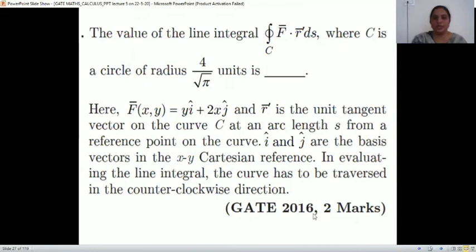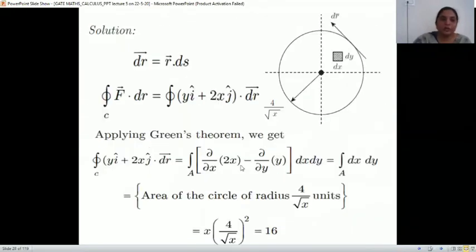So what we do here is, we know dr bar is r bar dot ds, so the integration of f bar dot dr bar, writing f bar and dr bar, is the integral of y dx plus 2x dy, right? So the integral of (yi bar plus 2x j bar) dot dr bar, finally after solving this. But we don't have the limits of integration, that's why we have to convert it into whatever we know or whatever we can solve.